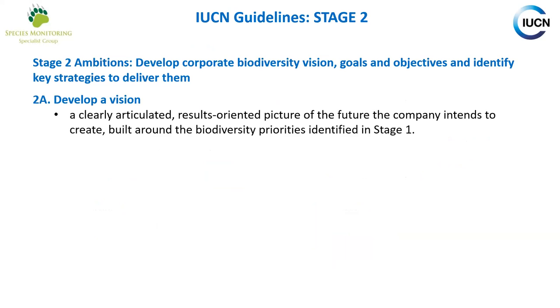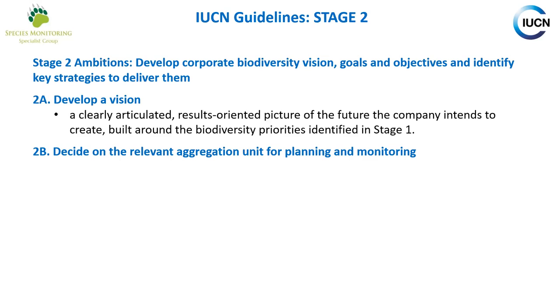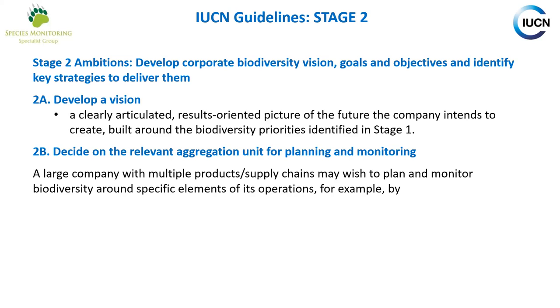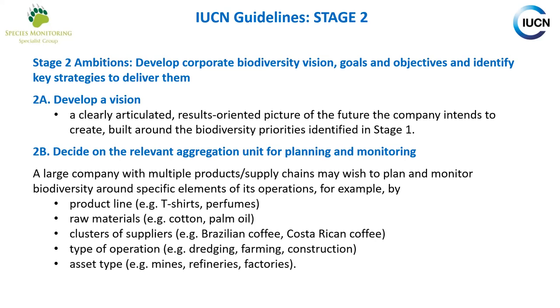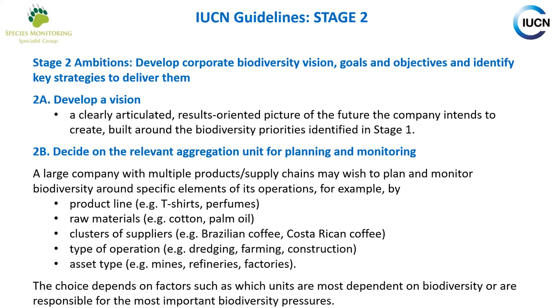Now, again here, depending on the size of the company, some companies might find it more useful to focus the planning and monitoring around specific units. So a large company with multiple products and supply chains may wish to plan and monitor around specific elements of its operations. So here it might aggregate its biodiversity work around product lines or raw materials or clusters of suppliers, types of operations and so forth. The choice here depends on factors such as which units are most dependent on biodiversity or are responsible for the most important biodiversity pressures.